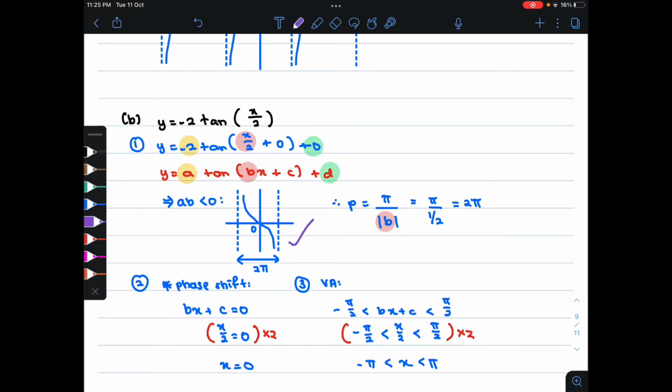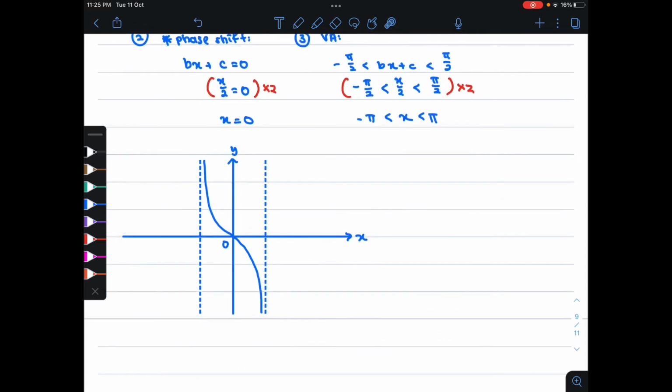So this is the basic shape and the period is 2 pi. So the graph goes downward like this, and the inflection point is at the origin. This will be our vertical asymptote. Next is the phase shift. So there's no phase shift, so our graph stays right here. And then don't forget to duplicate our graph on the left hand side and the right hand side.